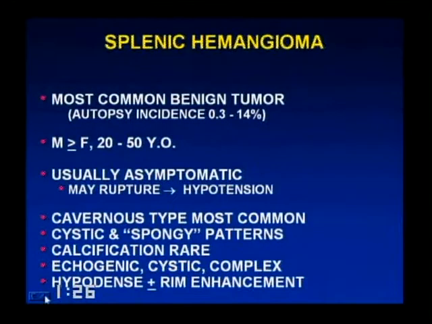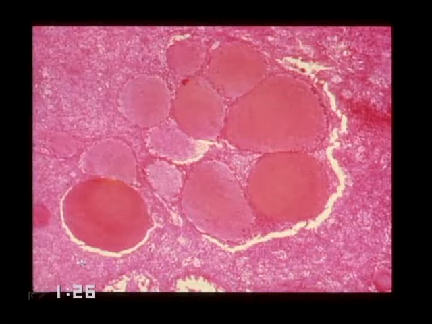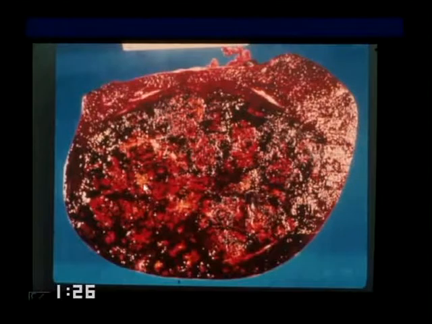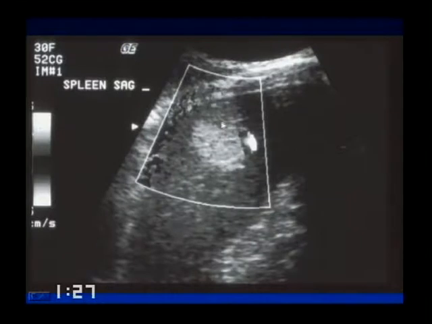Splenic hemangioma is the most common benign tumor of the spleen, and has various types. Calcification can occur, but is rare. A lot of what you know about hepatic hemangioma is true of splenic hemangioma, but the typical pattern of rim enhancement is much less common. These are usually cavernous hemangiomas with an endothelial lining containing blood-filled spaces, and they could have two gross morphologic types, some with very large blood-filled spaces and some, what they call the spongy type, with a lot of small blood-filled spaces. So here's one on ultrasound, a well-demarcated echogenic lesion, similar to what you might see in the liver.